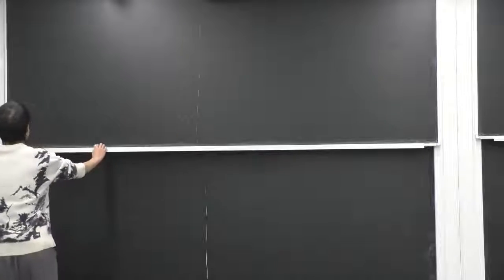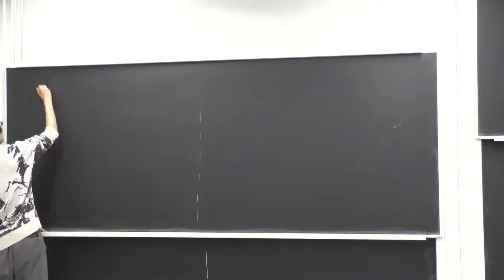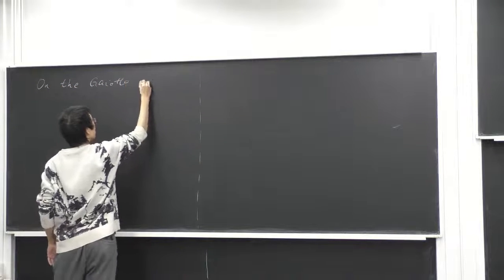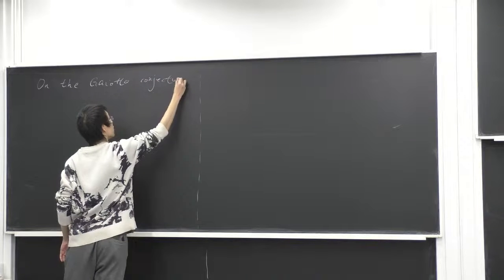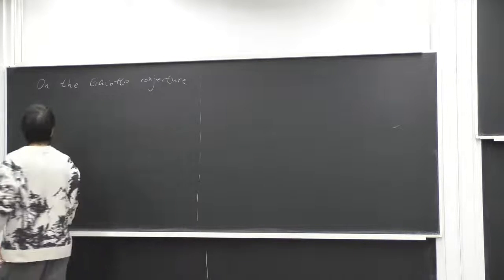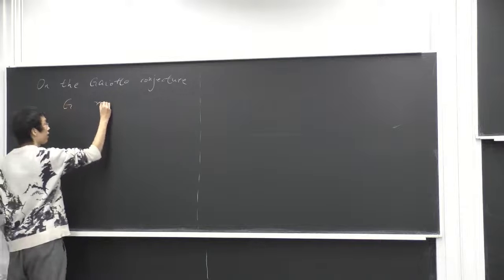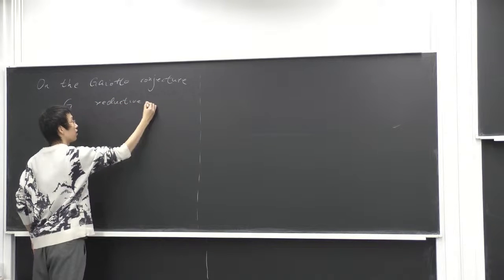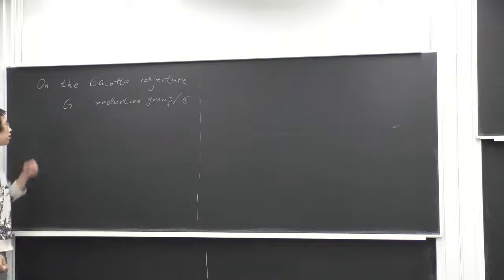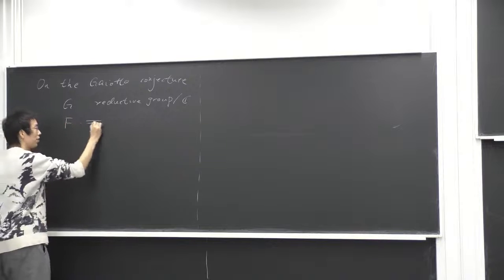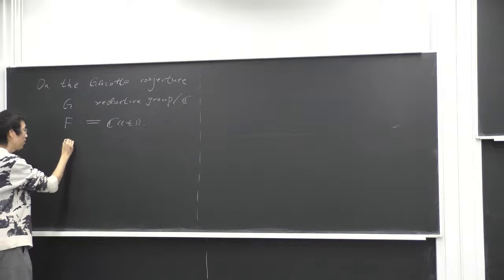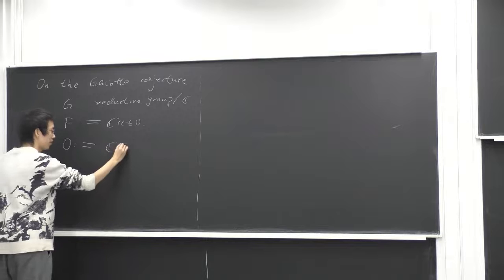For the introduction, today let us talk about the Gaiotto conjecture. To start with, let us first fix some notations used in this talk. We let G be a reductive group defined over C, the complex number field, and we denote by F = C((t)), the Laurent power series, and we denote by O = C[[t]], the formal power series.